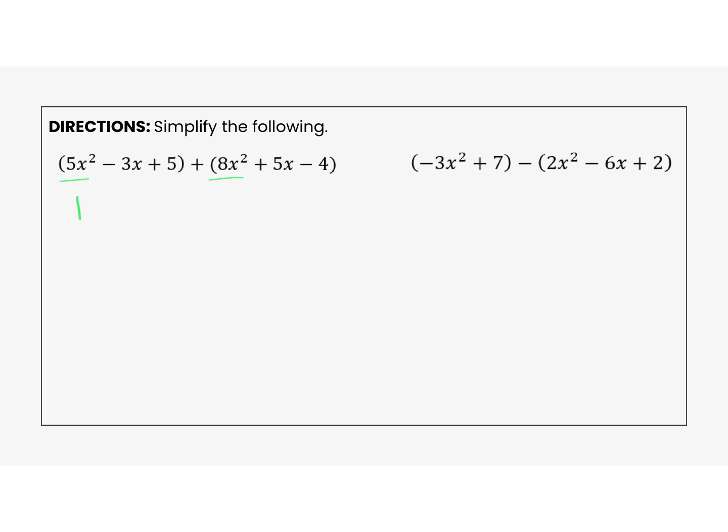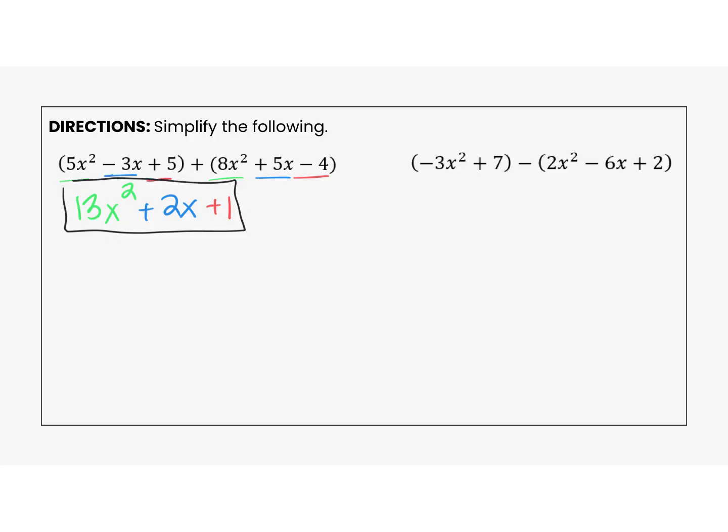So 5x squared and 8x squared is 13x squared. Then I have a negative 3x and a plus 5x, so that's plus 2x. And then I have a plus 5 and a minus 4, so that's plus 1. And then that is it. That's all I can do from there.